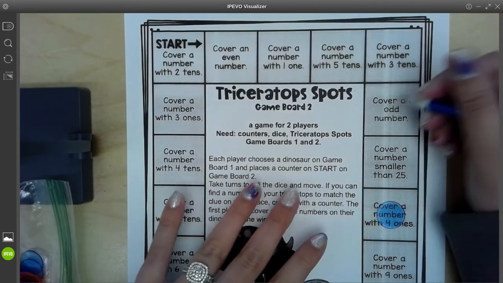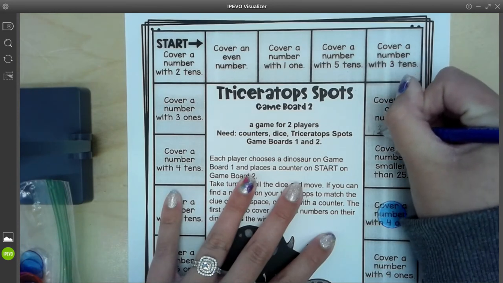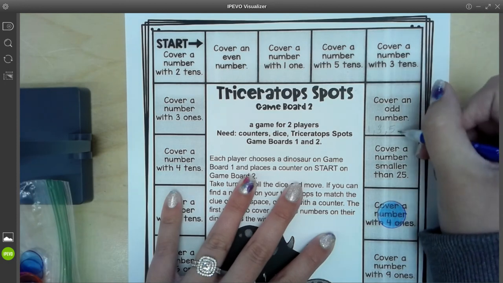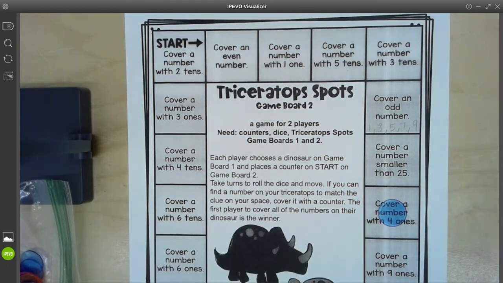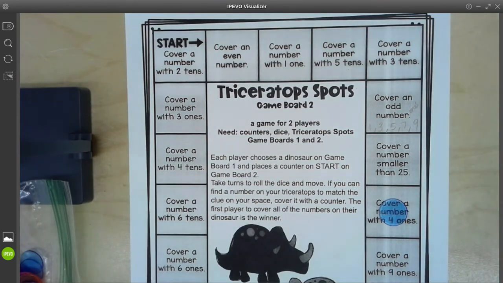So I'll write that on here. So odd, you can write. Odd is 1, 3, 5, 7, and 9. So 1, 3, 5, 7, 9. And that's in the ones place. So an odd number will have a 1, 3, 5, 7, or 9 in the ones place.